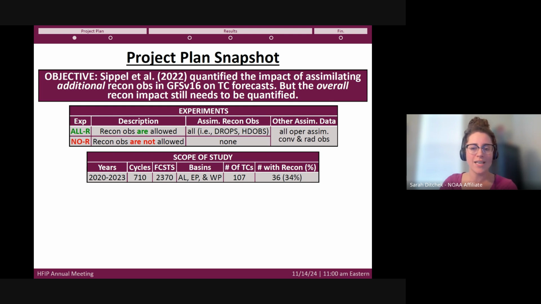Now, of the 107 TCs, 36 of them had recon, 27 of them were for North Atlantic Basin TCs, and so today I'm going to be focusing on just those North Atlantic Basin TCs.